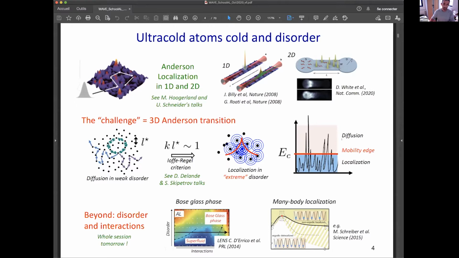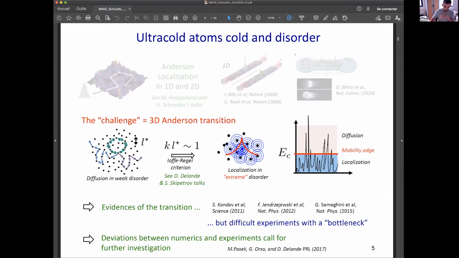So as I said, for this talk I will concentrate on this 3D Anderson transition. And as I will show, there have already been experimental evidences of this transition. At least three experiments have been done on this: one by Brian DeMarco in the US in 2011, roughly at the same time one in Palaiseau in our group, and a more recent one in Florence. But as you will see, it's already clear for all of them that it's a difficult experiment, and for the moment there is a real bottleneck.